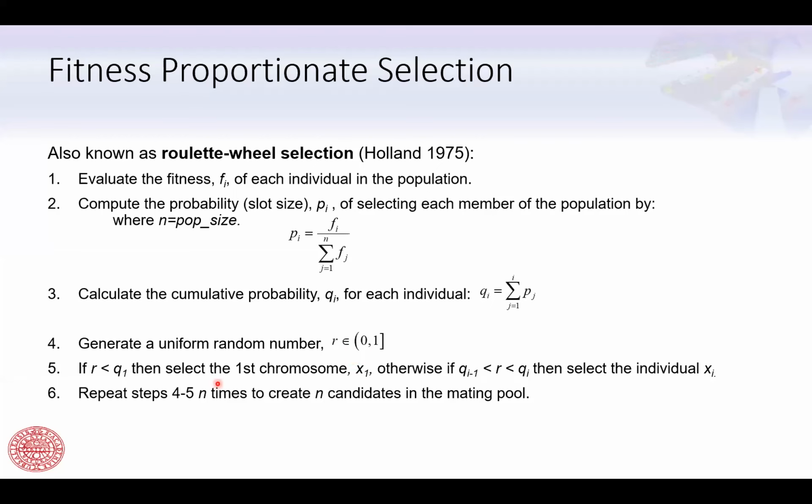So let's say that R is lower than the Q1 value, when you make this calculation. Then you will select the first chromosome. And if R falls into the range of Q(i-1) to Qi, then you will select the i-th solution based on the way I showed here.